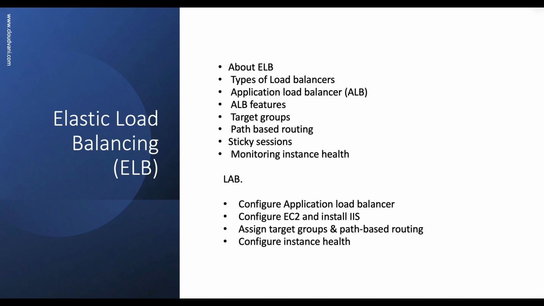Now let's proceed to the lab. We are going to configure the application load balancer, and configure the EC2 instances in different availability zones, and then install IIS and configure a test page to make sure the path based routing is working properly based on our configuration. We will assign the target groups and path based routing, and then configure the instance health. Let's go back to the lab.